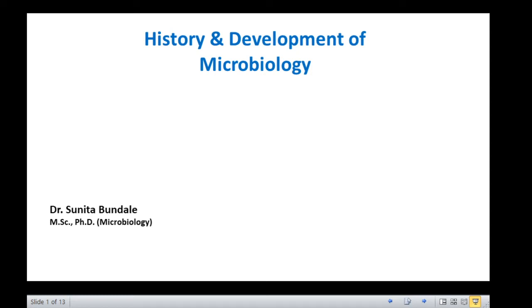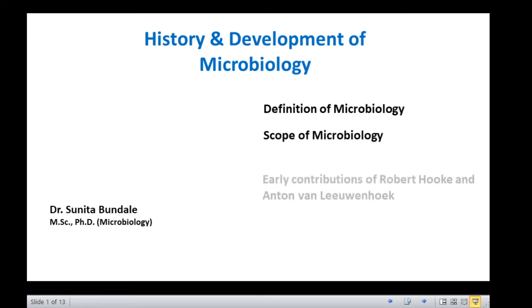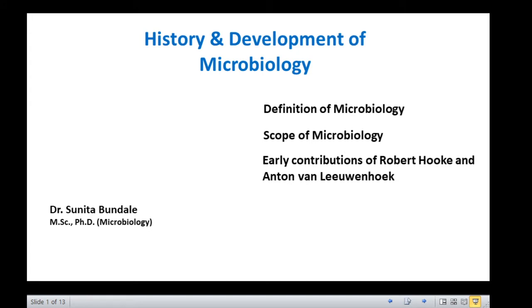In this module, we are going to discuss the first unit of paper 2, History and Development of Microbiology. In this first lecture, we will talk about the definition of microbiology, the scope of microbiology as a subject, the early contributions of Robert Hooke and Anton van Leeuwenhoek, and the controversy associated with spontaneous generation theory.